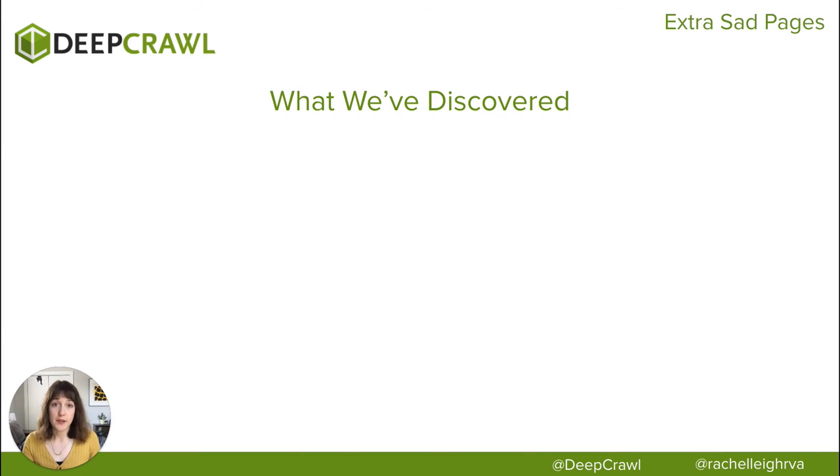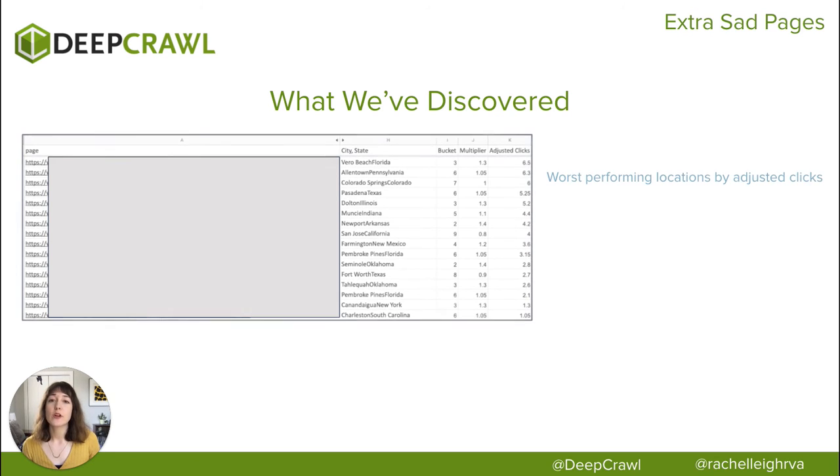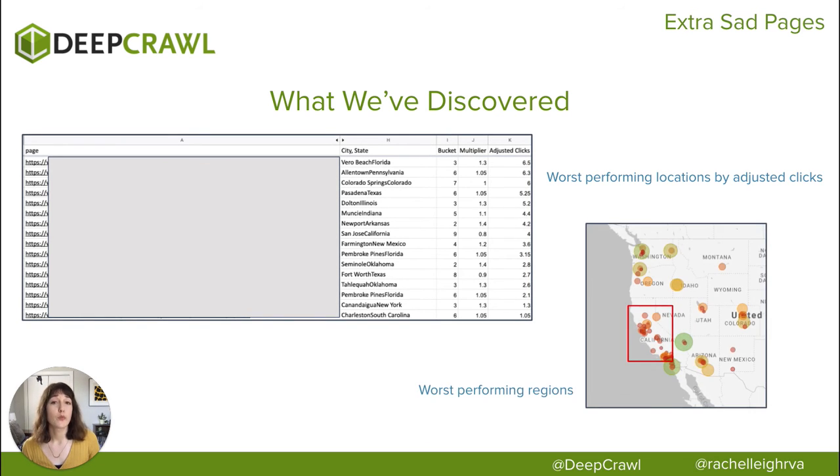And that's it. So what have we discovered? We've discovered our worst performing locations by adjusted clicks, our worst performing regions by adjusted clicks, and possibly even some new technical issues along the way. So this whole section took me about 20 hours to do, which I realize is a long time, but I had to manipulate some census data a little bit to get this working.